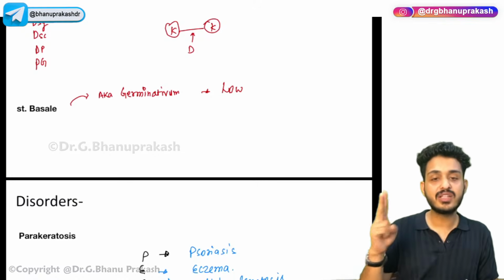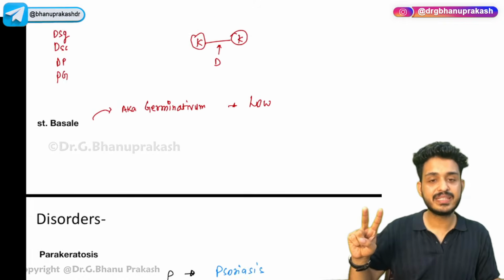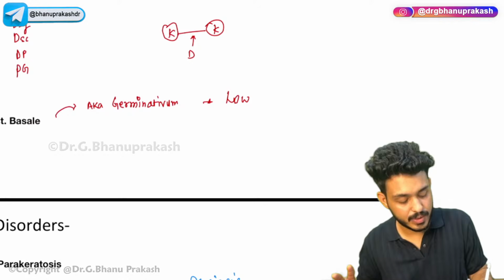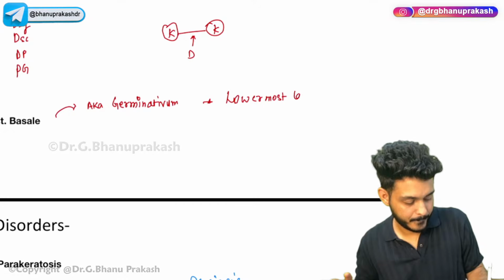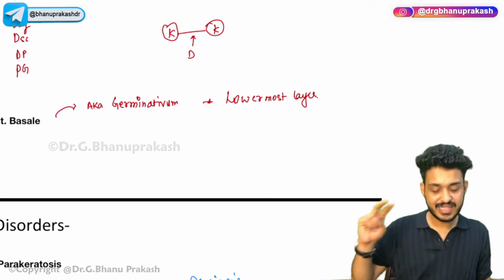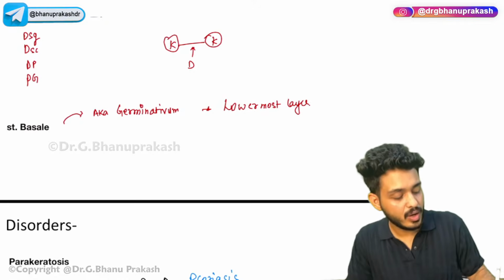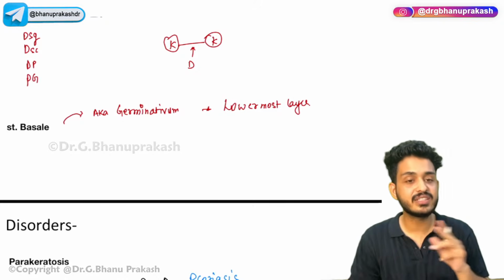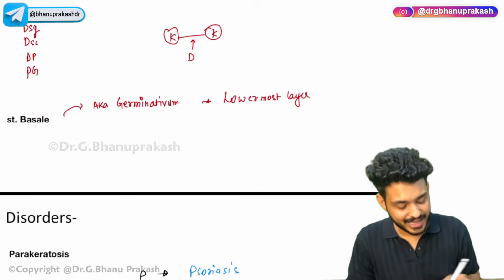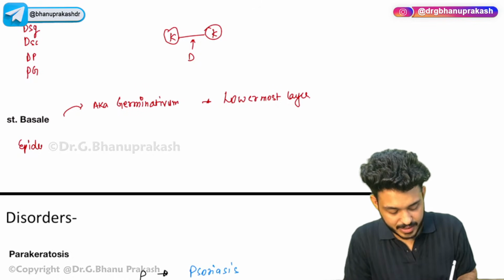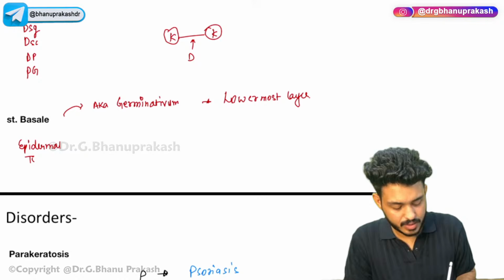Can you tell me what are the two cells that you have seen in the stratum basale? This is your lowermost layer. First is your Merkel cell, second one is your melanocytes. What is the epidermal turnover time, guys?